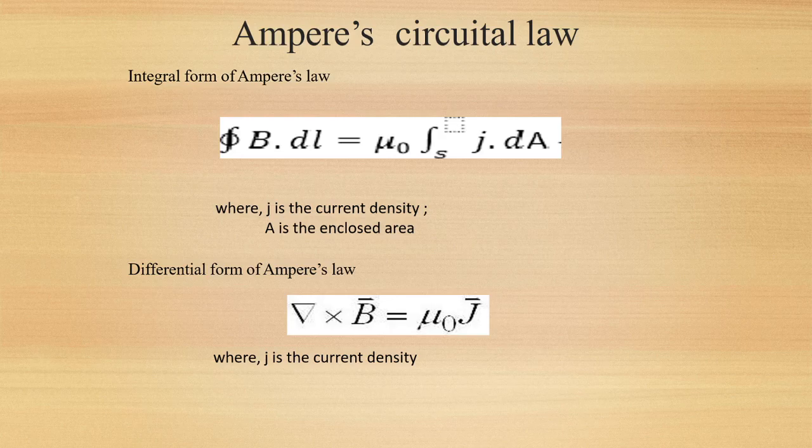The differential point form of Ampere's circuital law states that the curl of the magnetic field intensity H is equal to the conduction current density J. That is, curl H is equal to J. The point form of Ampere's law is known as the fourth Maxwell equation.